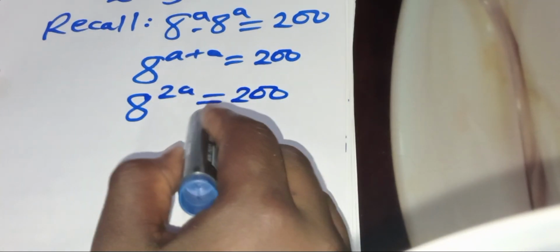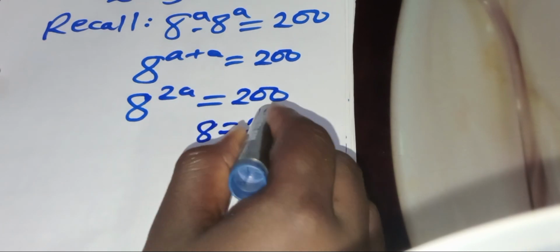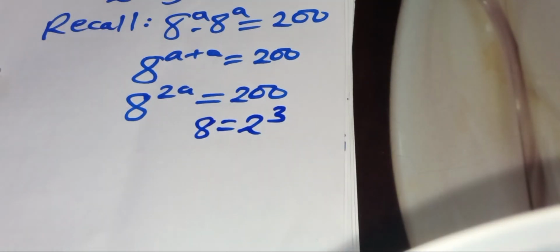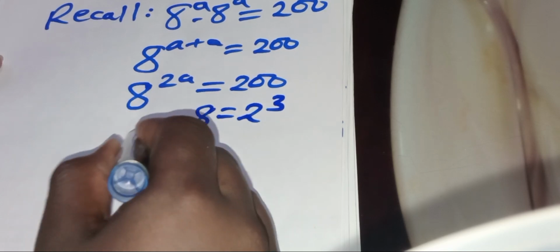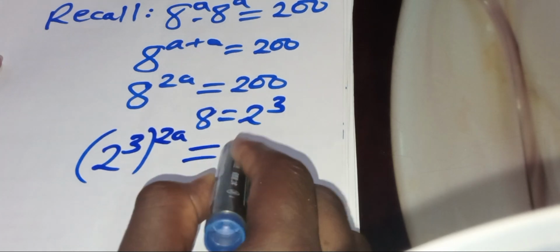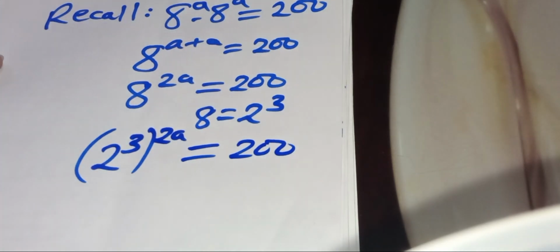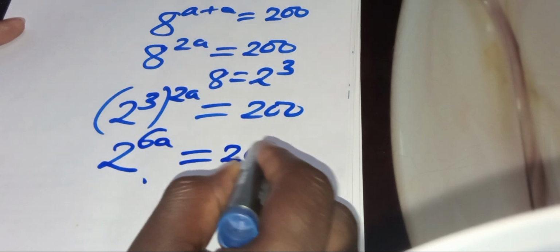Now we can express 8 as 2 to power 3. So this is the same thing as 2 to power 3 raised to power 2a. This should give us a value of 200. So that means that this is 2, 3 times 2, this is 6a. This should give us a value of 200.